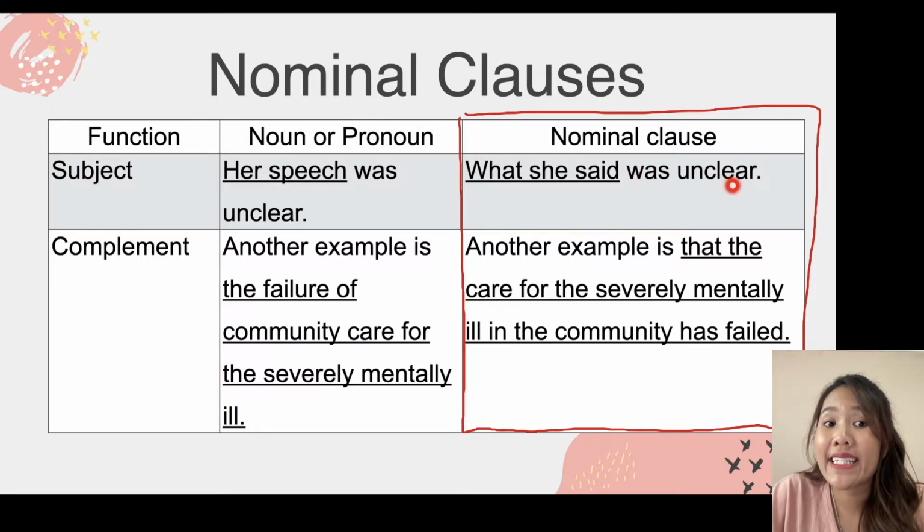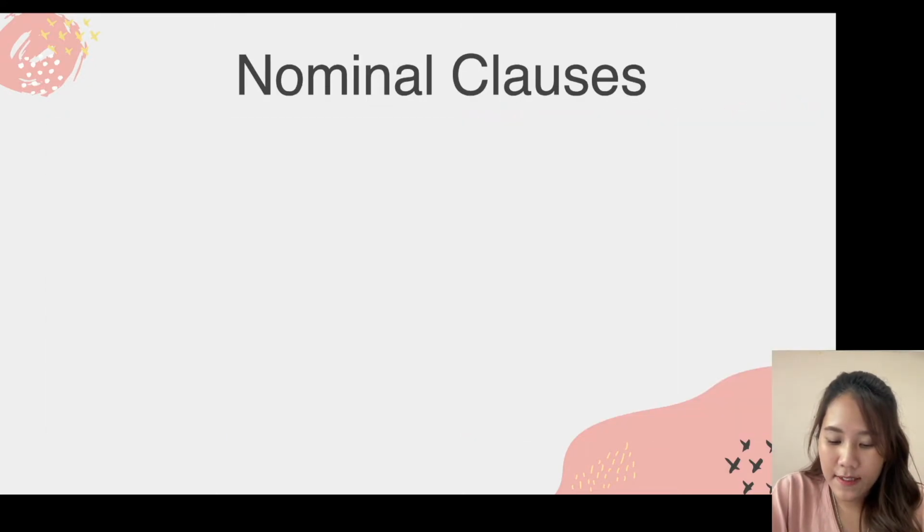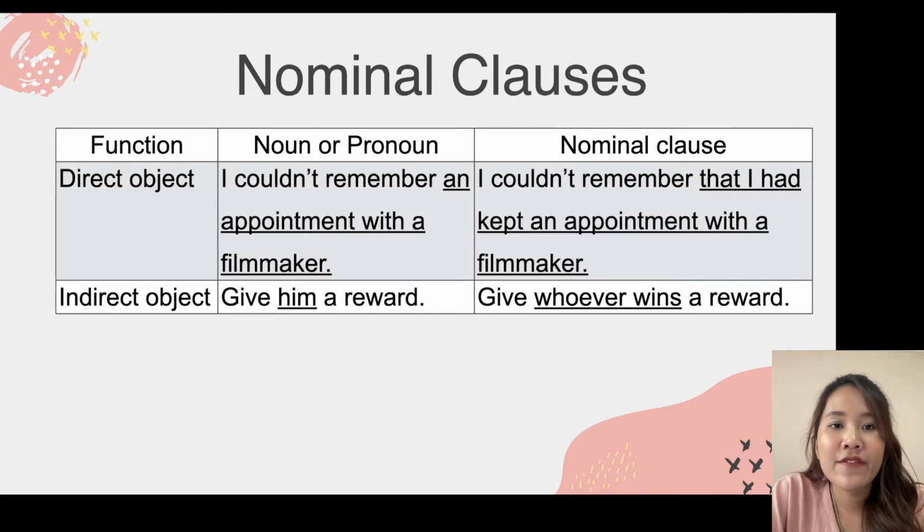And a nominal clause can function as the complement as well, like in this example. Another example is that the care for the severely mentally ill in the community has failed. So that, until has failed, is the nominal clause functioning as a complement of the verb to be, is here. And we also have direct object and indirect object, as I showed in the example before.